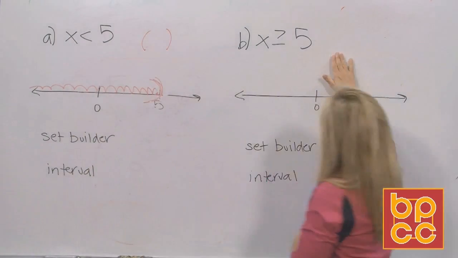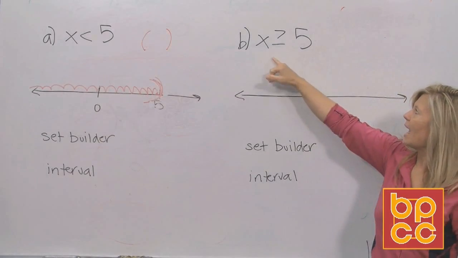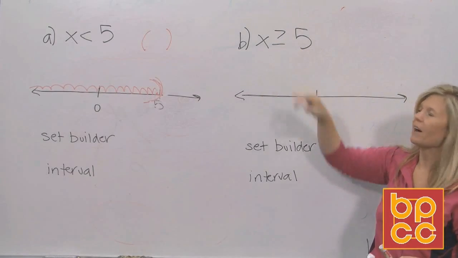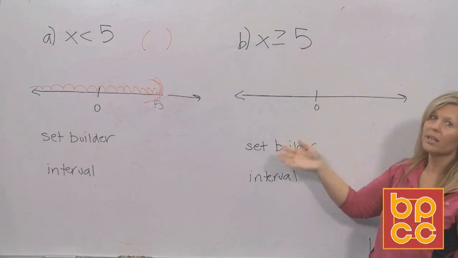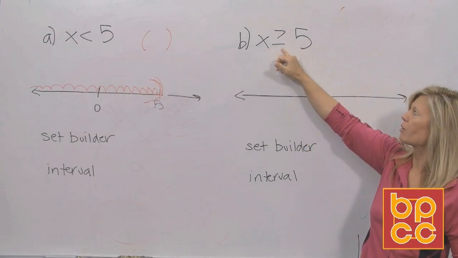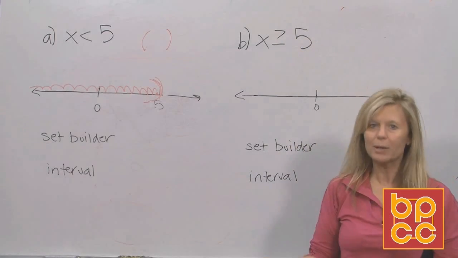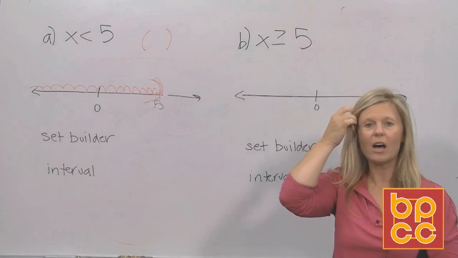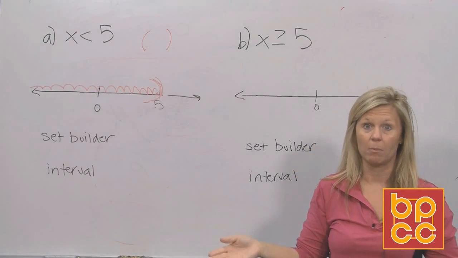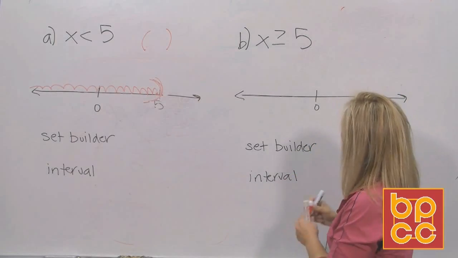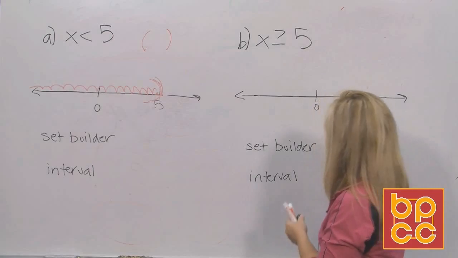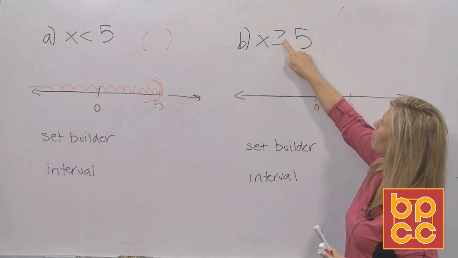Okay, let's go to this inequality. This is read x is greater than or equal to 5. So again, can you list me every number that's greater than or equal to 5? You can't. So again, with inequalities, you're going to have to draw a number line. So we're going to go to 5 again, but now it's saying greater than 5.